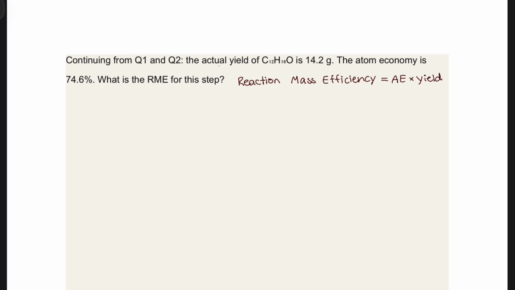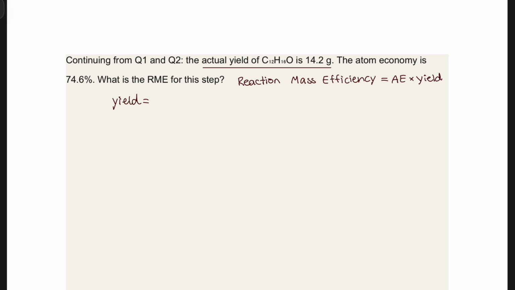So we're given the actual yield now. This is still the same reaction, and the atom economy is also given to us. What is the reaction mass efficiency for this step? So the reaction mass efficiency is atom economy times yield. So first, let's find what the yield is.